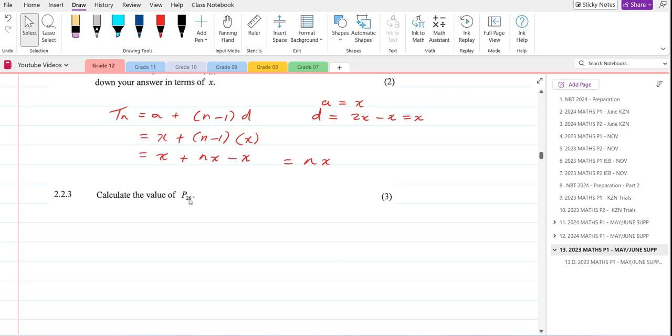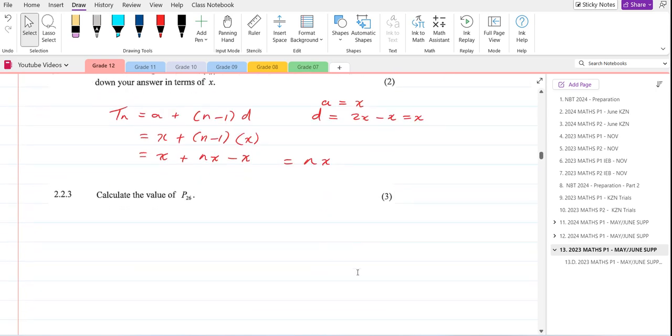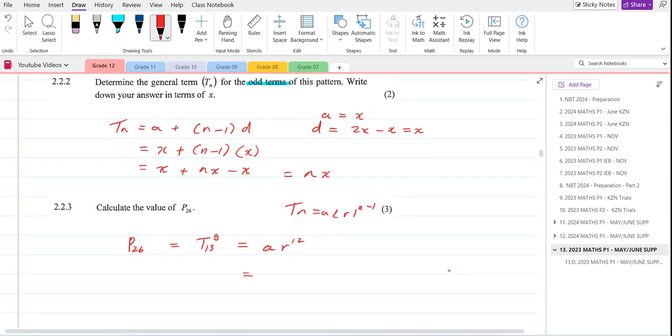Now P26 is going to lie in the odd or even terms? It's going to lie in the even terms. The even terms are 2, 4, 6. P26 is the same thing as saying 26 divided by 2, which gives me term 13 of the geometric sequence. What's the Tn formula for geometric? a r to the power n minus 1. So n is 13, and 13 minus 1 is 12. The first term of the geometric sequence is 1/3, and the common ratio is also 1/3, to the power 12.